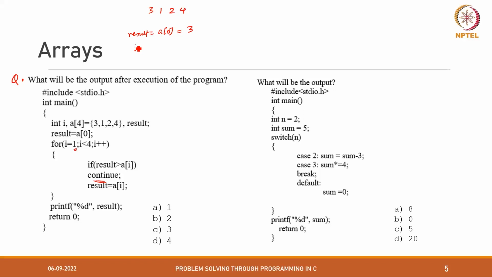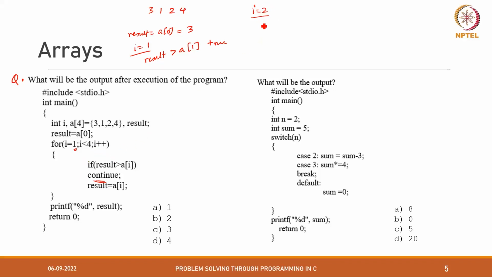So let's see, when I is equal to 1, what happens? Result is greater than a of I, that is a of 1. So is 3 greater than 1? Yes, this is true, so continue is executed. It will just skip this part. Now the I value becomes 2. Because of continue, this particular statement is omitted, and it will go to the next iteration.